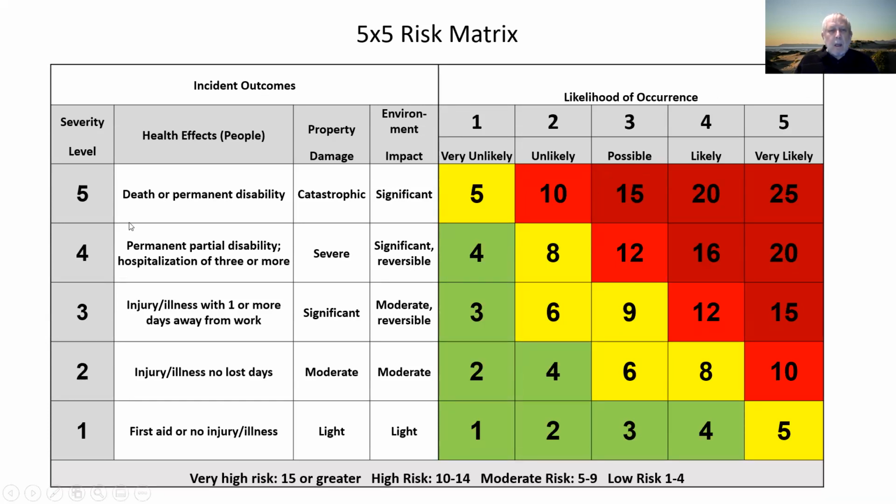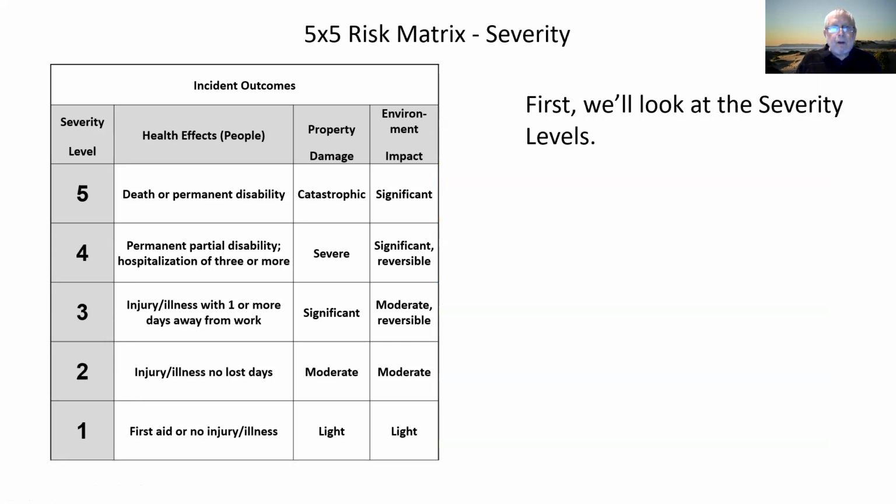As you can see, you've seen it before, but we're going to look at it just a little closer, in more detail. You have incident outcomes and health effects on people, property damage, environment, and then likelihood of occurrence: very unlikely, unlikely, possible, likely, and very likely. We're going to look at each section a little closer. This is the severity levels right here.